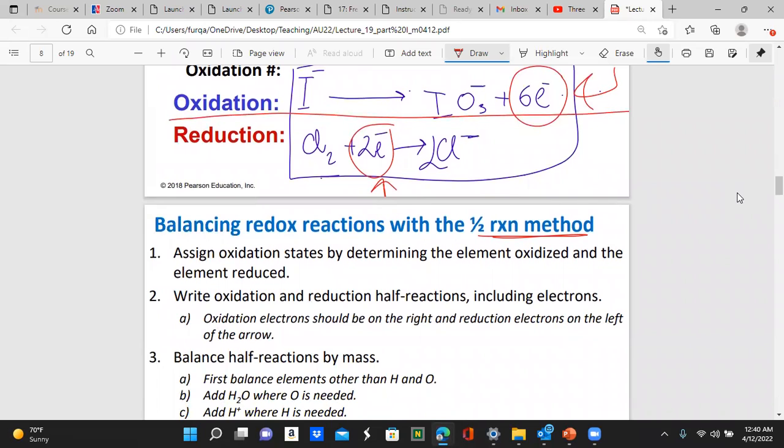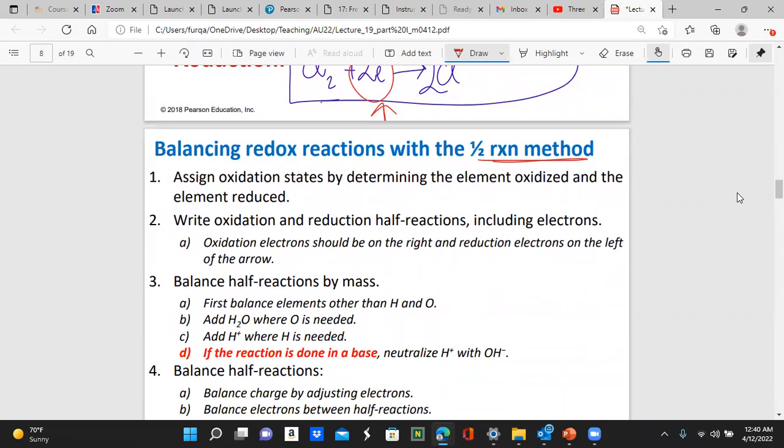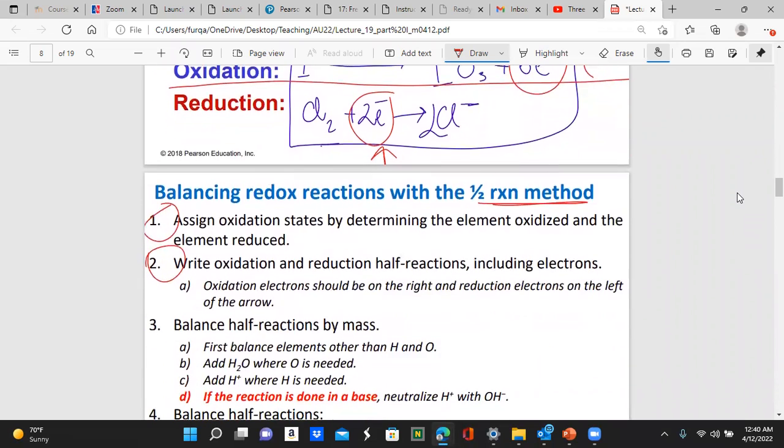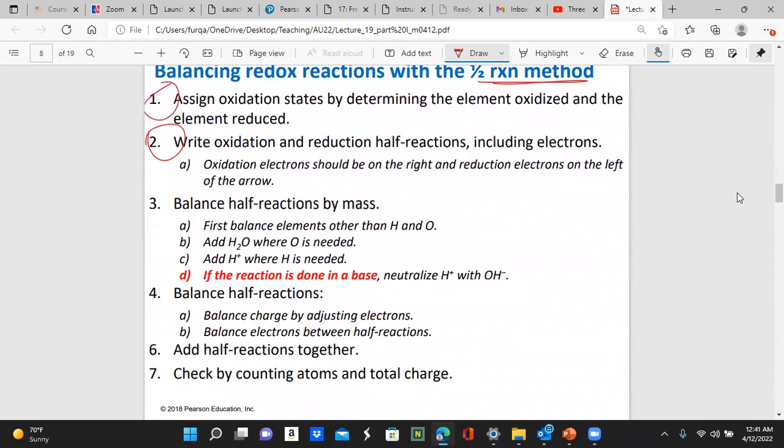How to balance redox reactions with this half reaction method, where you're splitting a chemical equation into two half reactions. The first thing that we have already accomplished is assigning the oxidation states. The second thing is we have learned how to write down the oxidation and the reduction half reactions, and also show how the electron looks in both of them. In one it is going to be the product, and in one the reactant. The oxidation electron should be on the right, and the reduction electron should be on the left of the arrow, as we have already done. So these two steps we are good.